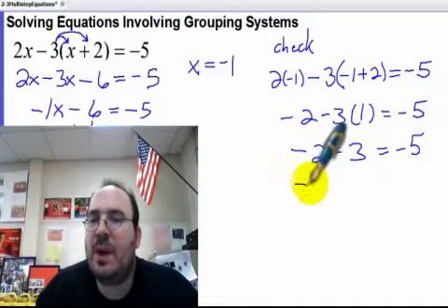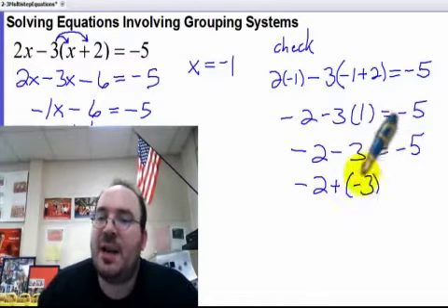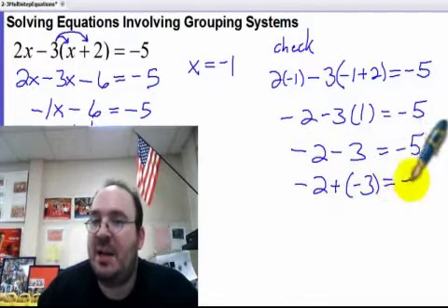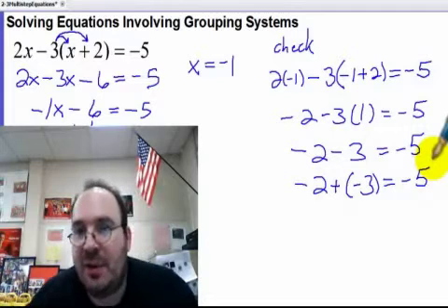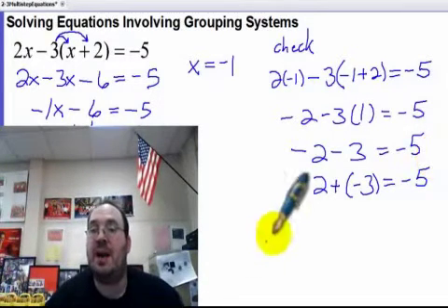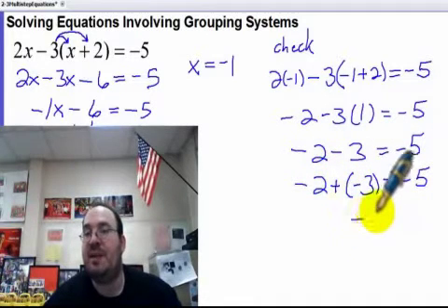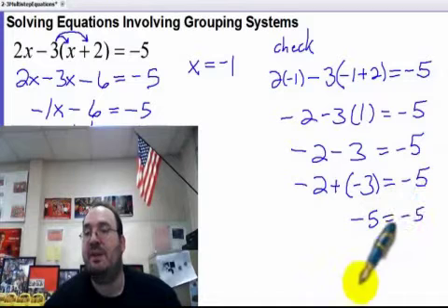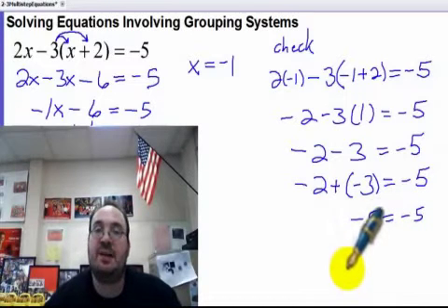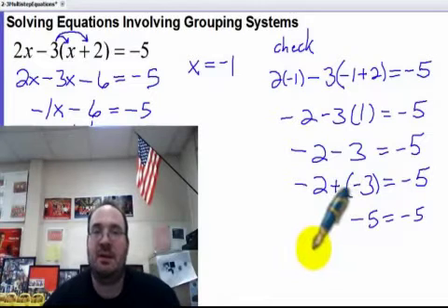If you need to rewrite this as addition of opposites, you can. Instead of subtracting 3, I could add a negative 3. Or at this point, you can use your calculator. Most of you, I'll bet, can do it in your head because you're probably really good at it by now. So negative 2 plus negative 3 is negative 5. And I think that's true because I get negative 5 equals negative 5. I hope you enjoyed that because I thought it was pretty cool. You should too, right? Yeah, I think.